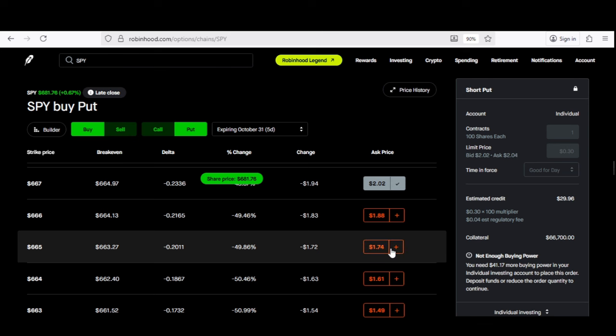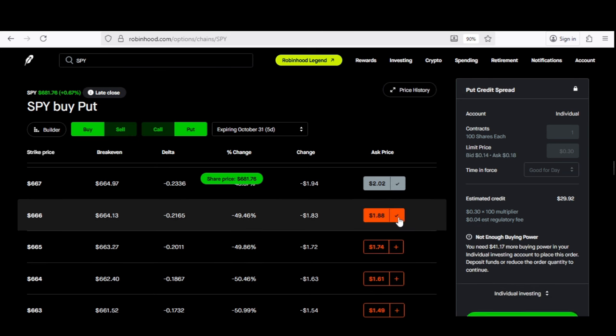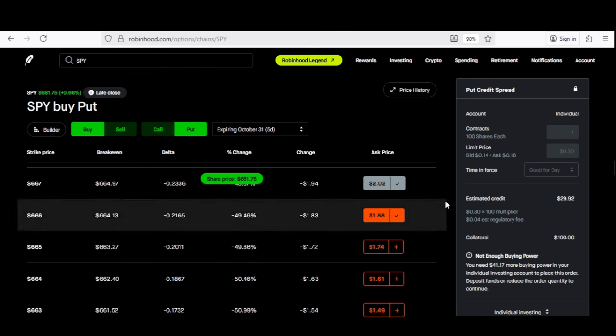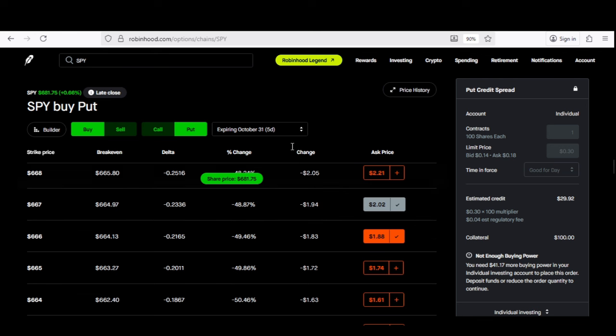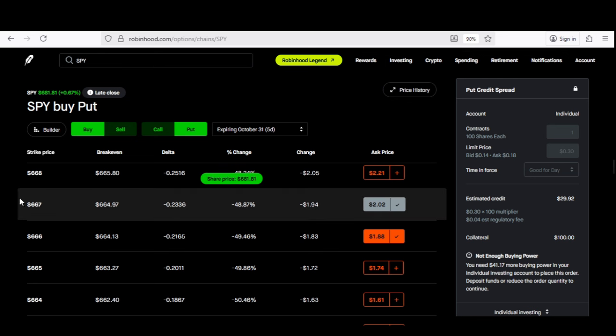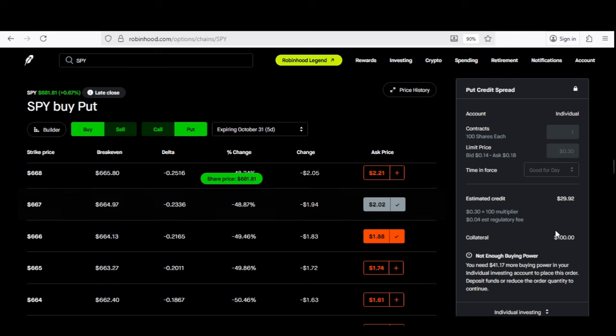Now let's go back to our previous example of 666, and I'm going to show you how these trades could go. So ideally, what you want come expiration date, or before, of October 31st, is that this current share price here of 681 stays above the 667. Once that happens, you're going to get to keep your collateral of $100. You're going to get to keep the premium that you receive.